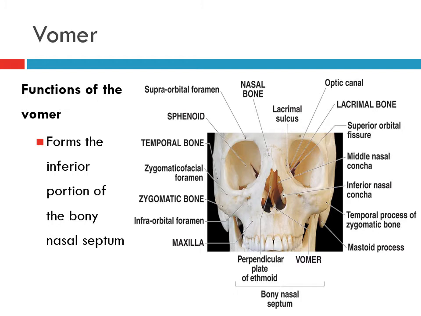The vomer is a singular bone. It makes up most of the bony portion of your nasal septum. So the ethmoid makes up the superior portion of the nasal septum, and the vomer, which you can see right here, makes up the inferior portion of the nasal septum. So it separates the two nostrils and the two sides of the nasal cavity.